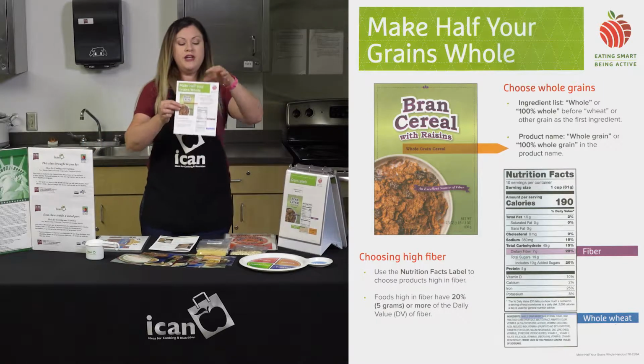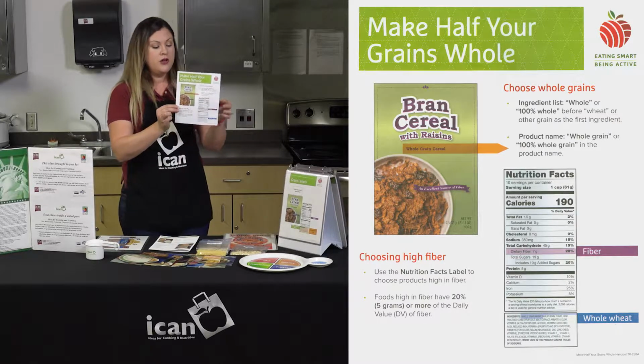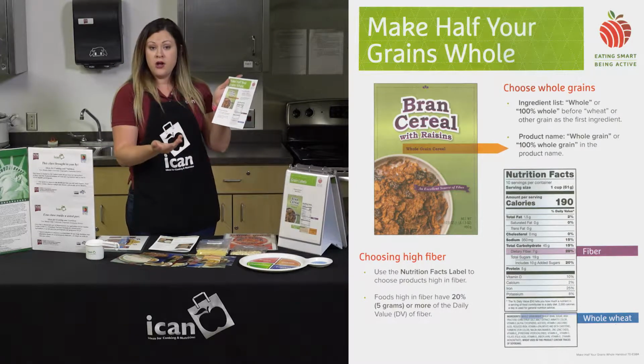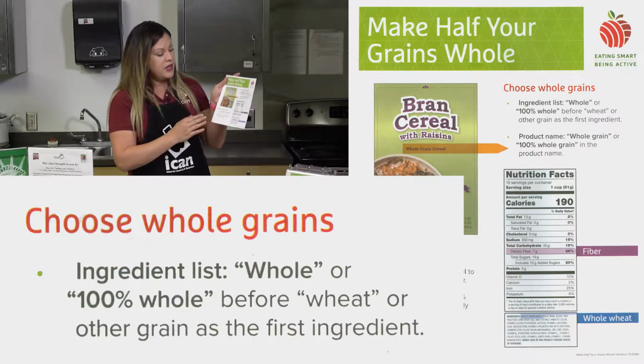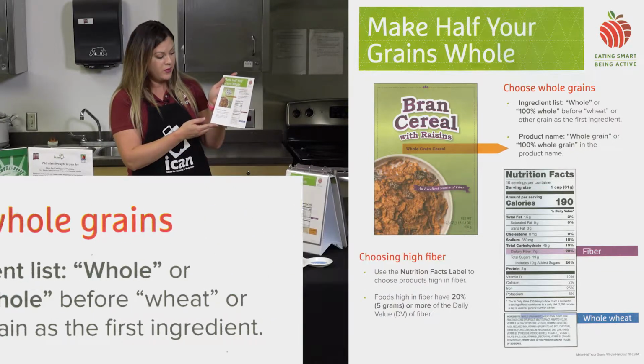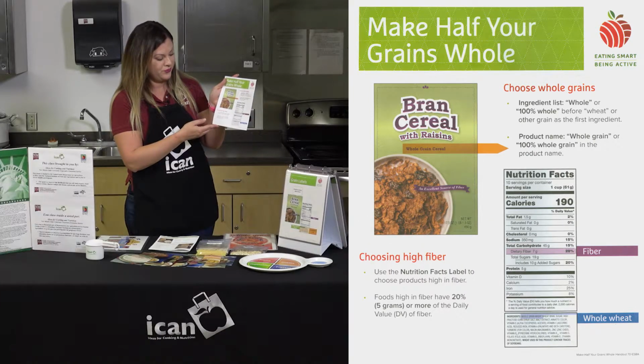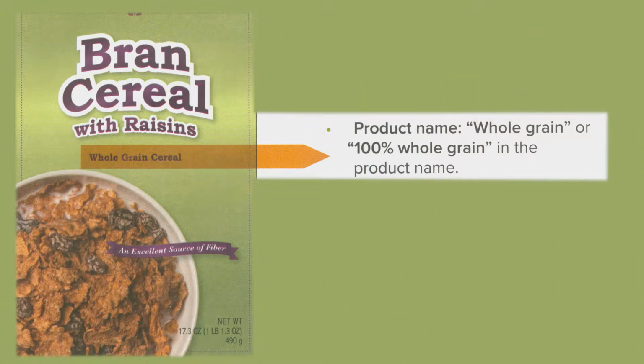Now on our single sheet here, it gives us a little bit of a review on the first page, talking to us about the wording on products. It says choose whole grains. Ingredient list should say whole or 100% whole before the words wheat or any other type of grain as the first ingredient. The second bullet tells us that as part of the product name, it should have the words whole grain or 100% whole grain in the product name. And they give us an example here. It says brand cereal with raisins, whole grain cereal.